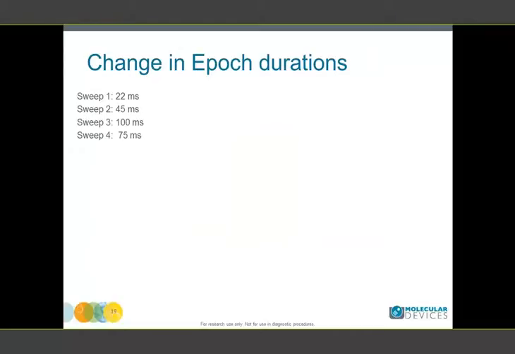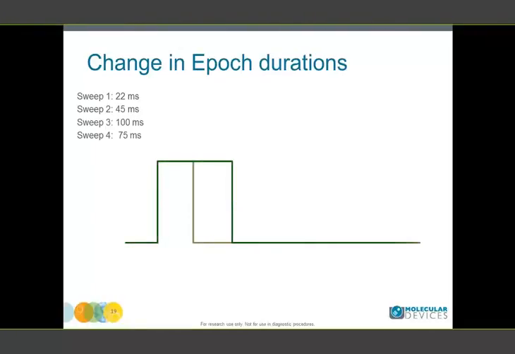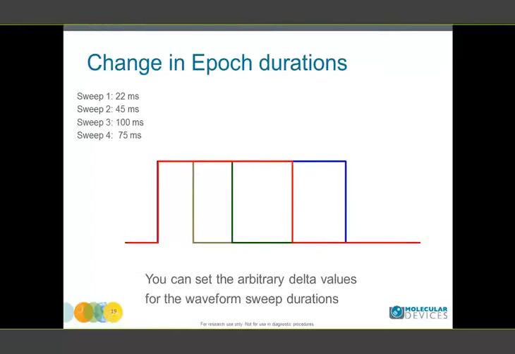The example of how to change the epoch's duration. The first sweep, 20 milliseconds. The second sweep, 45 milliseconds. Third sweep, 100 milliseconds. And the last sweep is 75 milliseconds. Again, you can customize your waveform on a sweep basis.